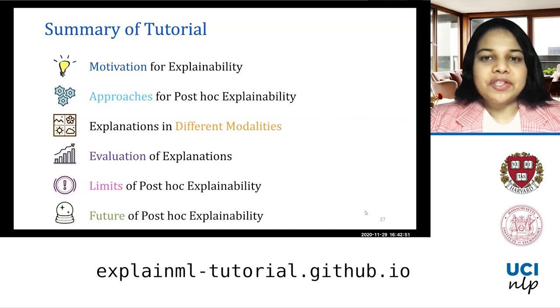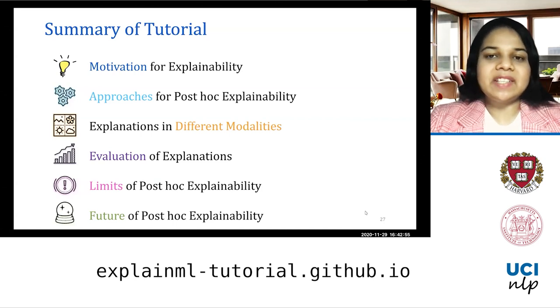We covered a lot of ground in this tutorial today. We started off this discussion by motivating the need for explainability. We then presented several approaches for post-hoc explainability, including local and global explanation methods. We also talked about how explanations can be constructed to target data from different modalities. We then presented our views and takes on evaluating explanation methods, and we also shed some light on the limits and future of post-hoc explainability.